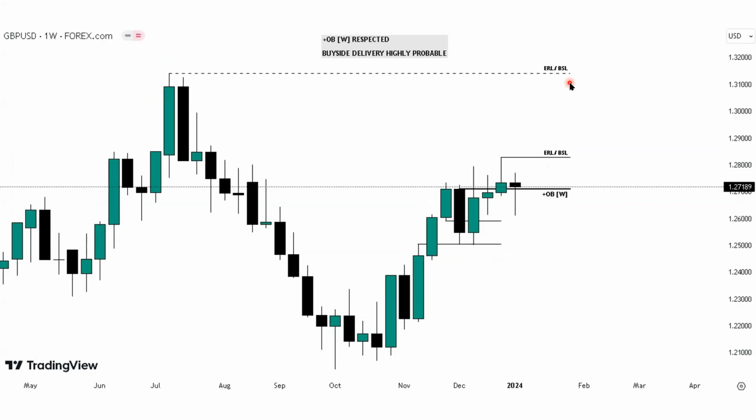And let's go into GBP USD. As you can see, it's the same thing that was happening on Euro USD. So we traded into the weekly order block, and the anticipation was that we'll be trading higher from this area to attack buy side liquidity right here and get drawn to these relative equal highs that you see right there.